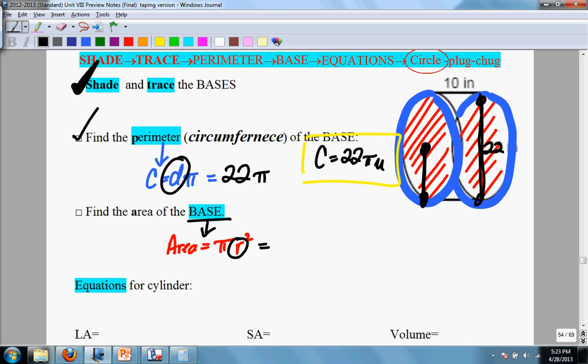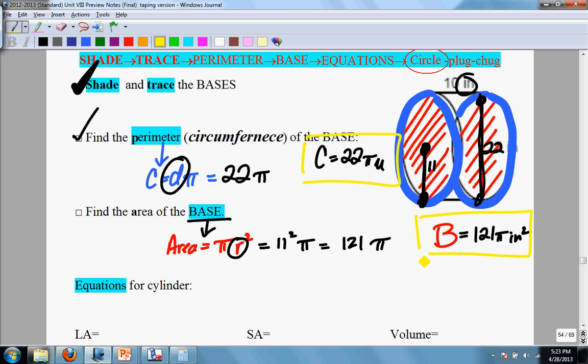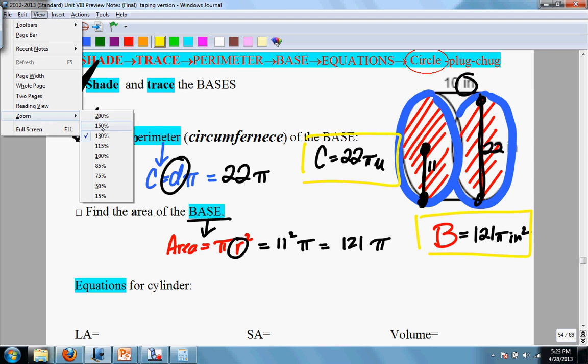Physically pick up the radius. Now be careful there. The radius is not 22. The radius is half of 22, which is 11. So we're going to go 11 squared times pi. 11 times 11, you should have that memorized, is 121 pi. So put this in the margin. The area of our base, use a capital B, meaning area of one base is 121 pi, and we do have units this time, inches squared. Box it. Shade, trace, perimeter, base, equations. Circle, plug, chug.